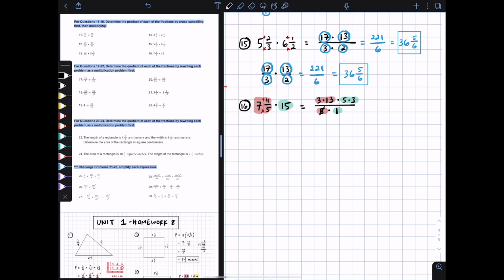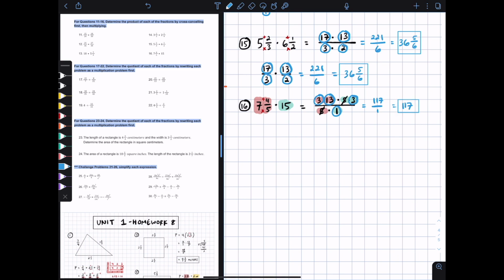Let's see what cancels out. This 5 and 5 cancel out, and I think that's it. The bottom is just going to be a 1. Nothing too exciting. 3 times 13, we know is 39. And 39 times 3, well, 40 times 3 is 120. Take away a 3, that's going to be 117, I think. So let's do 117 over 1, or just 117.